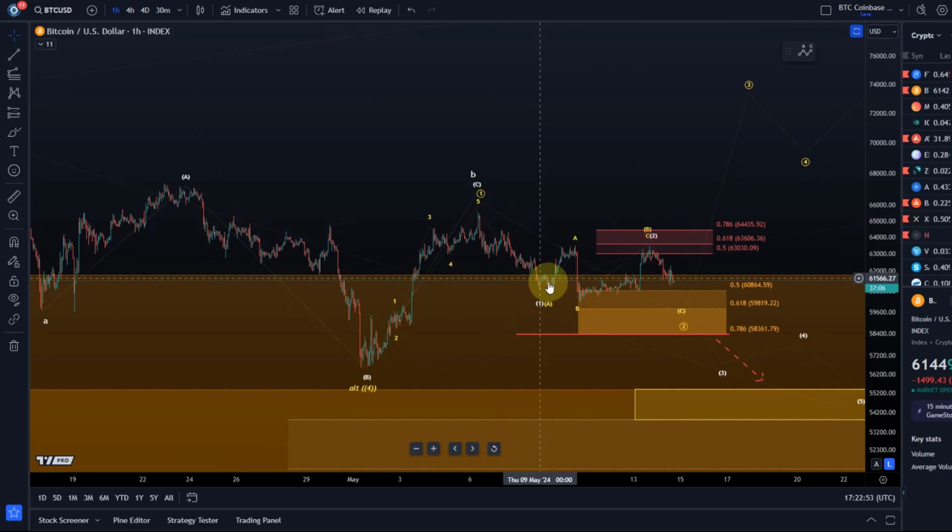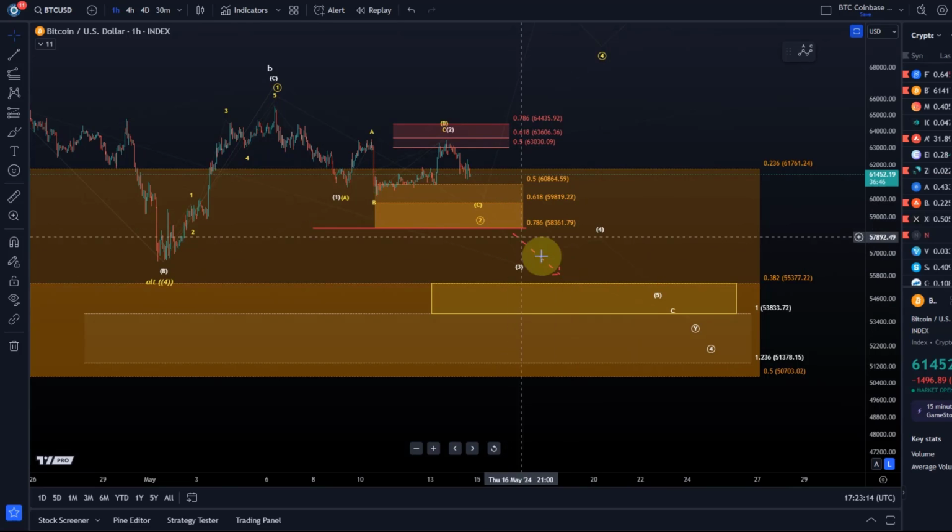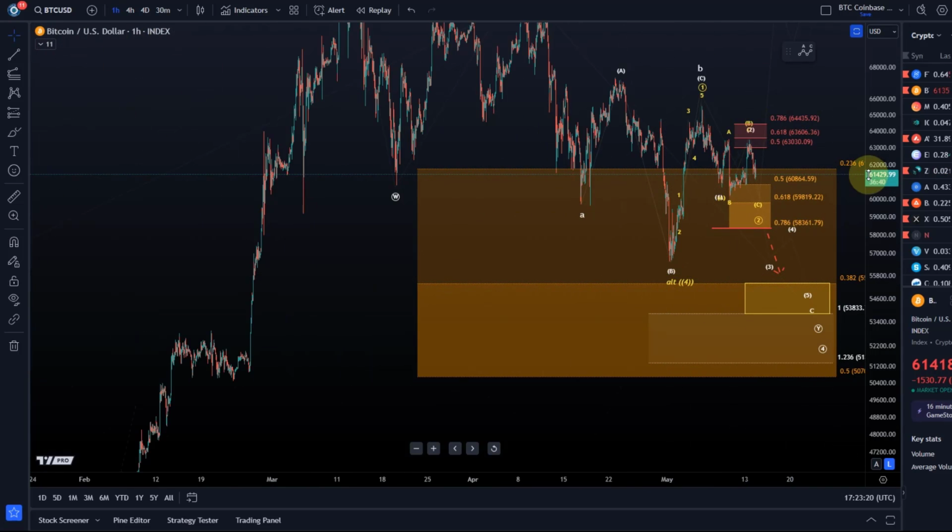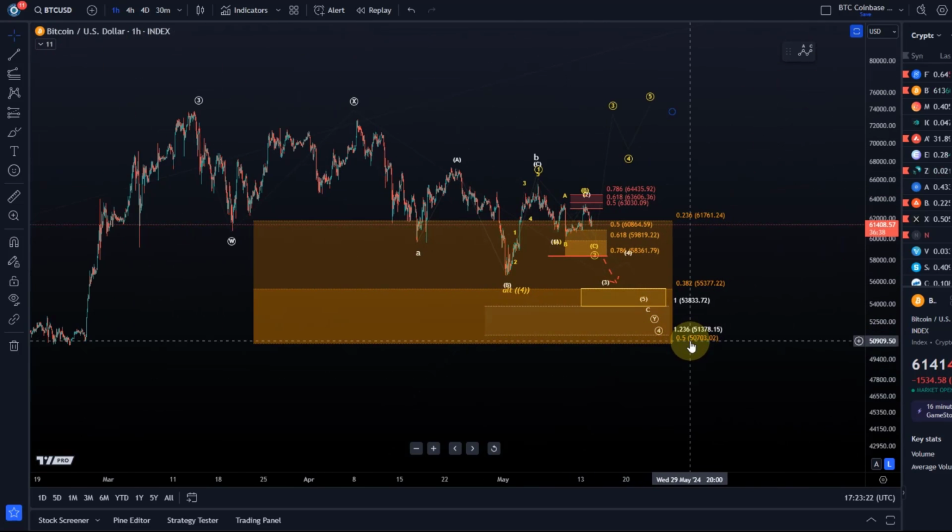So unfortunately, just ranging at the moment. This is still corrective price action. It hasn't convinced me that a low has been formed there. So it looks as if we might test that support area again. Next support is 59,819, but the relevant one is 58,360. Below that, it's going to follow the red line, is assumed, into the yellow support zone there. Main support for the overall bullish thesis on the larger time frame is 50.7K.